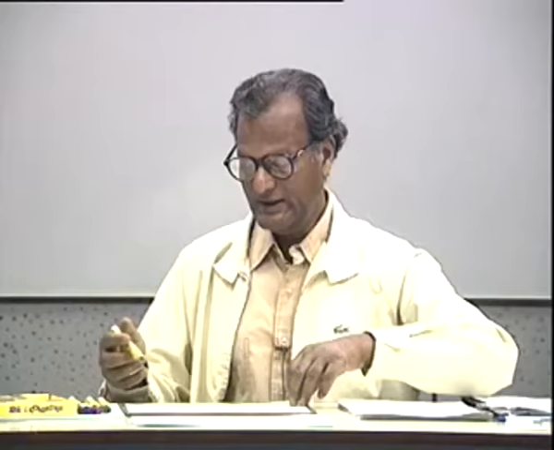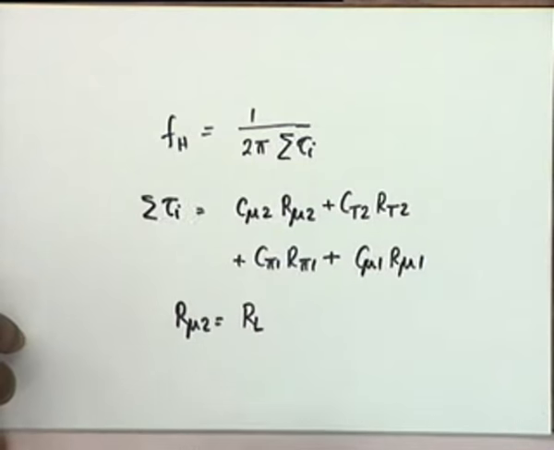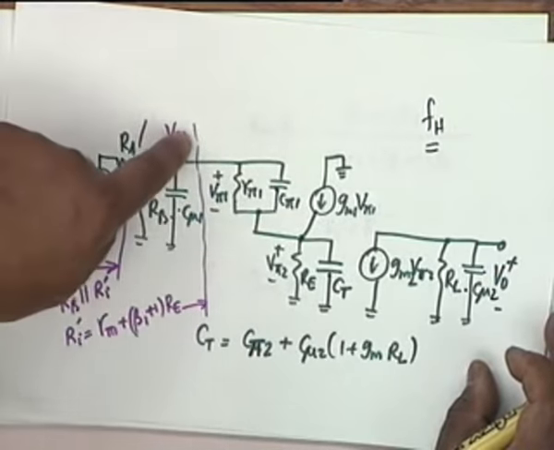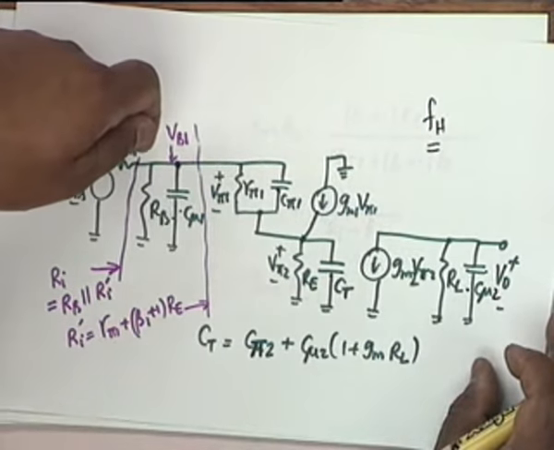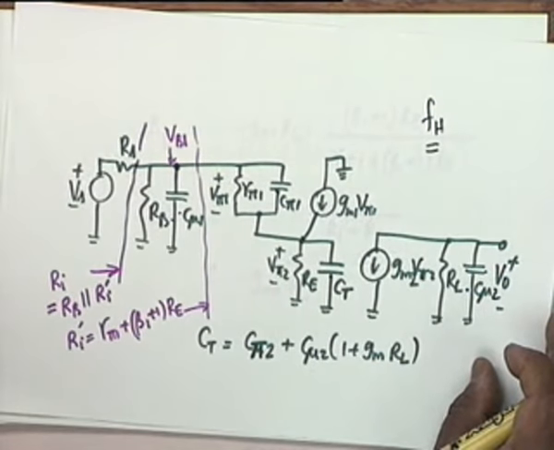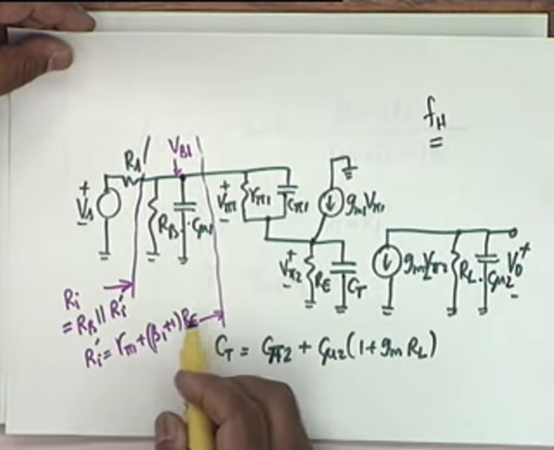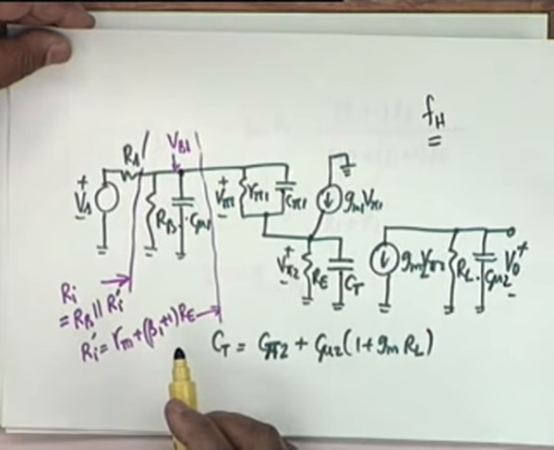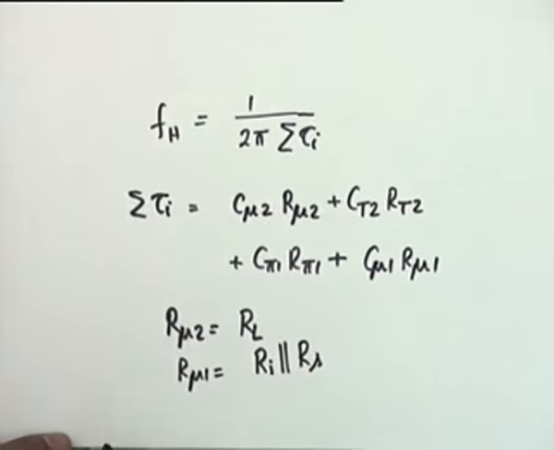Okay. Now, as far as R mu 2 is concerned, we have already seen R mu 2 is equal to RL. We also know what is R mu 1. Let us go back to the circuit. R mu 1 would be simply RB parallel RS. What about from this side? That is Ri prime. So it would be Ri prime plus, not parallel, or parallel? Parallel. Okay. So let me write that down immediately. R mu 1 would be equal to, why don't we take Ri parallel RS? It's the same thing? Okay, Ri parallel RS.